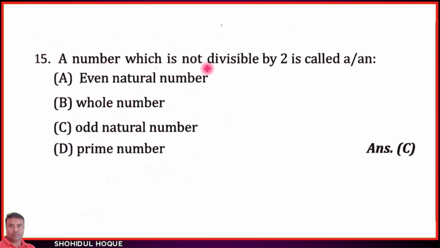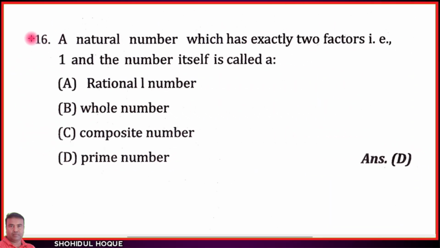Next question number 15. A number which is not divisible by 2 is called a what? Option A, even natural number. Option B, whole number. Option C, odd natural number. Option D, prime number. Correct option C, odd natural number. Remember, when a number is divisible by 2, it is called an even natural number. When not divisible by 2, it is an odd natural number. Alright.